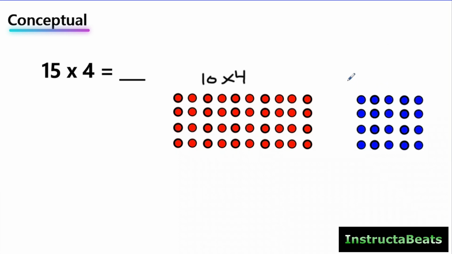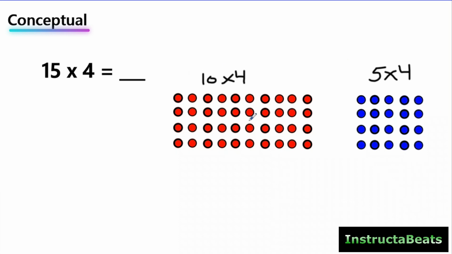And then I have my other 5 groups, right? So I have 5 groups of 4 here. And all I'm doing is solving. I didn't change the total. I just split apart my array into two different groups that I can use my basic facts to find how many circles I have a little bit easier, right? So I split it apart, and that's what the distributive property allows us to do.